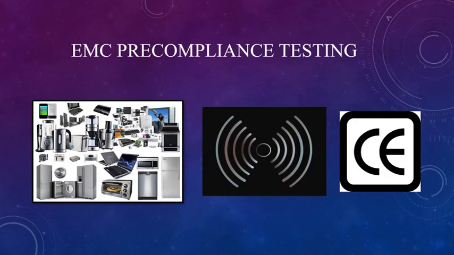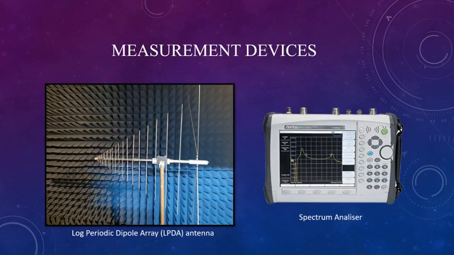However, this procedure of compliance testing is usually expensive and companies prefer to do in-house pre-compliance testing until they are sure they can pass their compliance tests. For this purpose, in this project, an LPDA antenna and a spectrum analyzer are used to measure radiation of devices for pre-compliance testing purposes. However, the spectrum analyzer gives the voltage that's incident on its ports, whereas the standards are defined in electromagnetic field strengths.